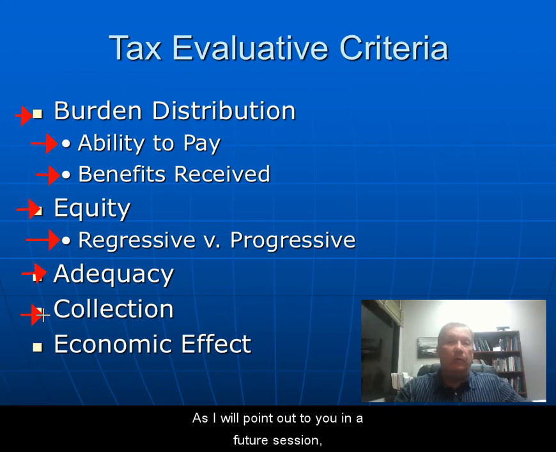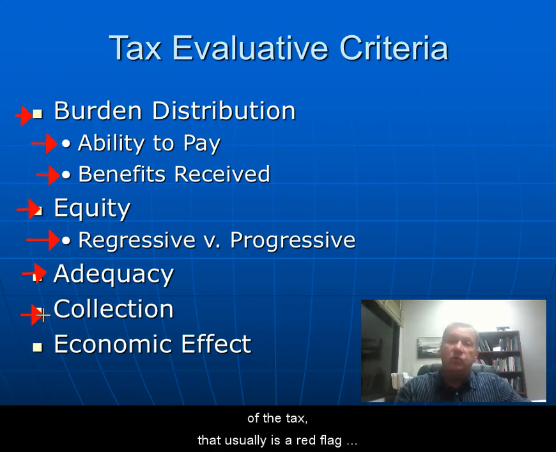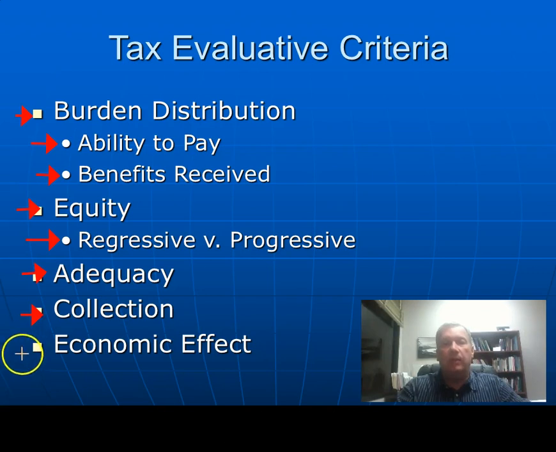Now, different taxes have different collection rates. I would point out to you, and we'll talk about this in a future session, the property tax typically is collected at about a 97% rate, meaning that jurisdictions are usually able to collect at least 97% of the property tax levy that is owed to them. If a jurisdiction is not collecting at least 97% of the tax, that usually is a red flag, especially in terms of credit and bond ratings, and will result in a lower credit rating for the government than if it's able to collect at least 97% of the levy owed.